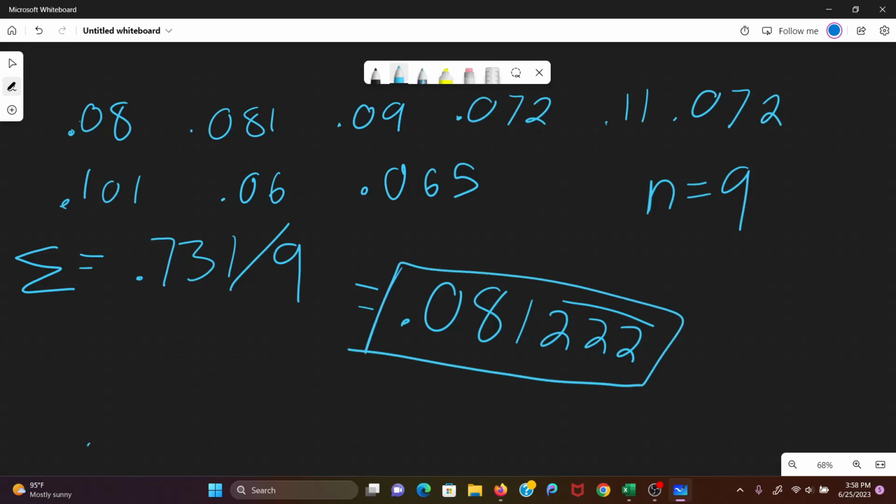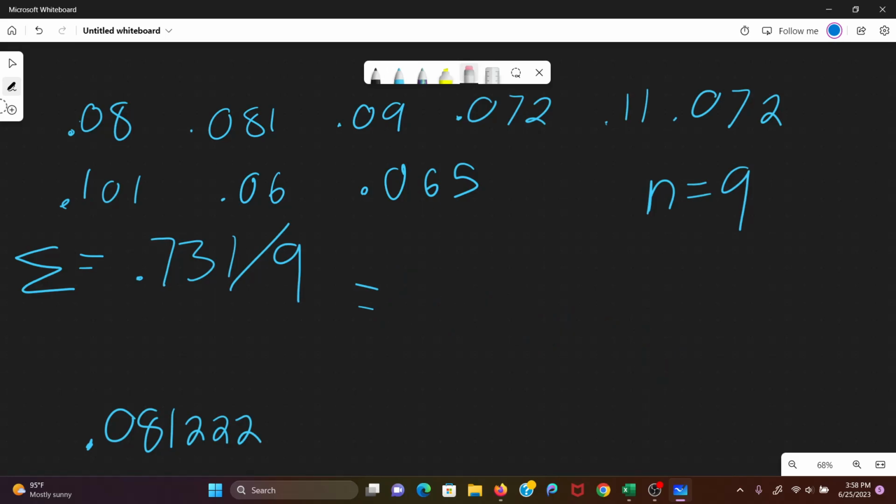So this number is one that we want to keep. That's going to be our denominator. I'm going to write it down here, 0.081222. And let's get rid of the rest of this. Okay. So now what we're going to do is subtract each one of these from the next one. And I don't mean 0.08 from 0.081 and then 0.08 from 0.09. I mean you're going to move through and subtract each group as you move through. So it's kind of like you're taking a two number window and you're just sliding that window around, basically.